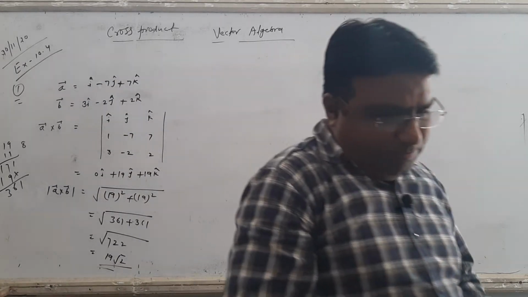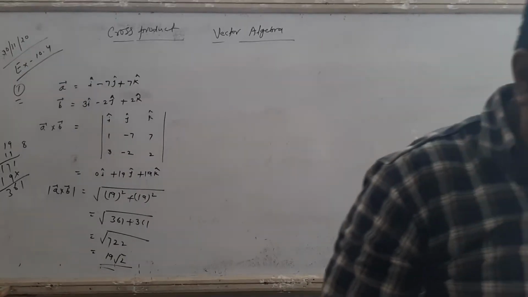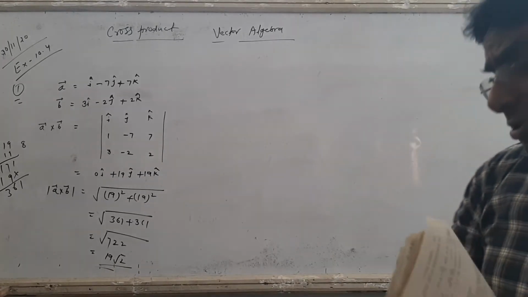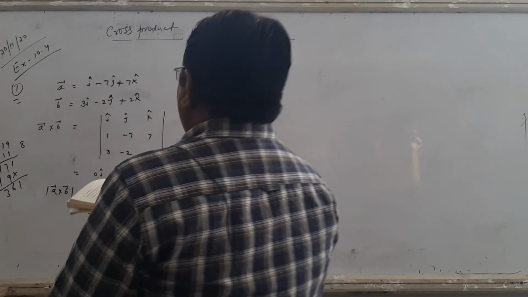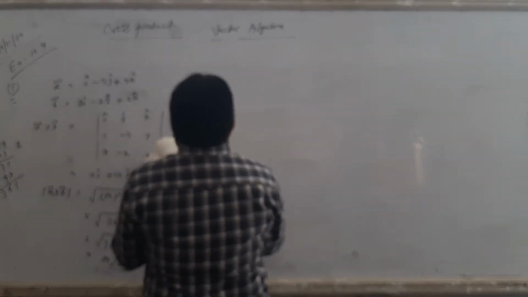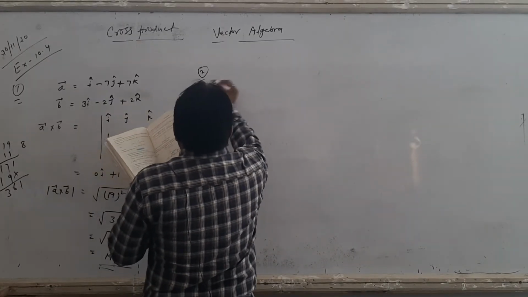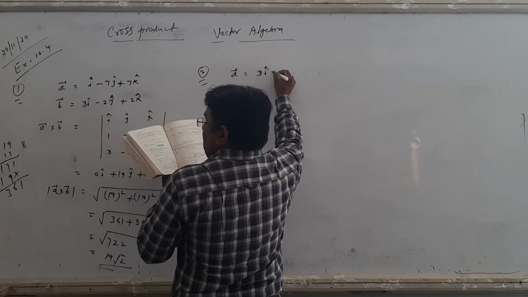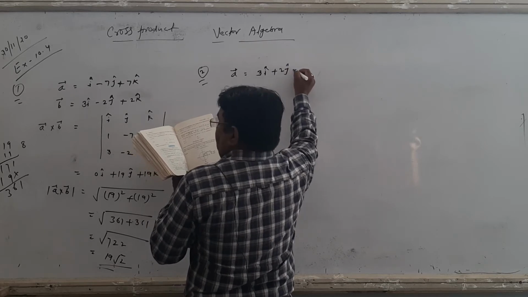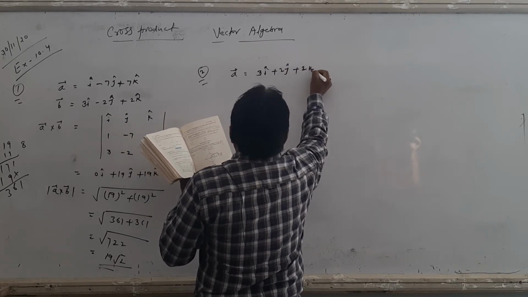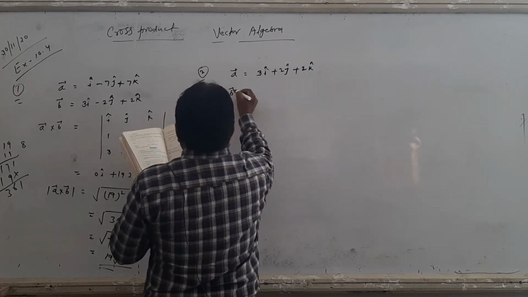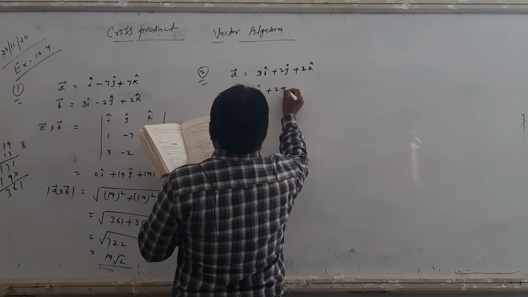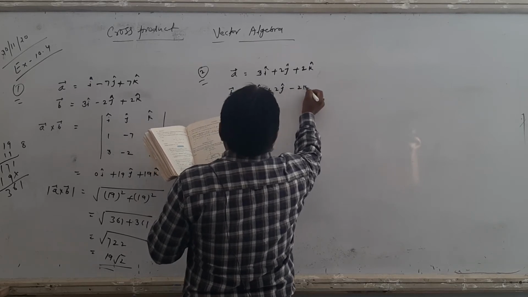Now the second question: vector A plus B and vector A minus B. Find a unit vector perpendicular to each vector. Now this is a very important question. Vector A is 3 i cap plus 2 j cap plus 2 k cap, and vector B is i cap plus 2 j cap minus 2 k cap.